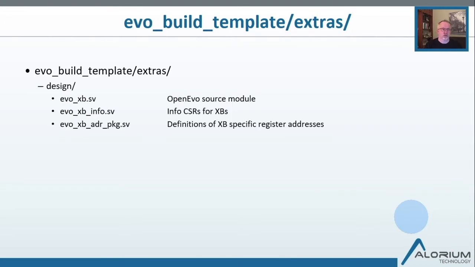There's a design directory that holds 3 files. The first is the EvoXP, and this is the top level file for all the custom logic in our design. The EvoXP info file is how we add custom info CSRs for the custom logic. And the EvoXP address package is where we specify addresses for any CSRs that are embedded in the custom logic.